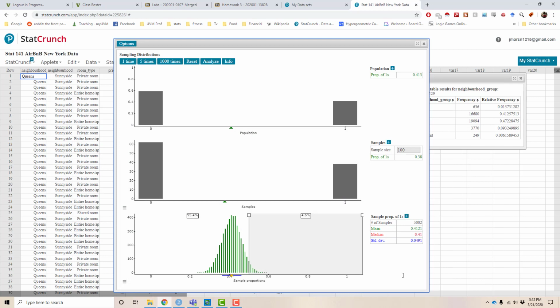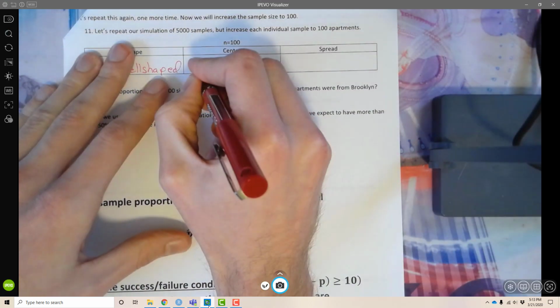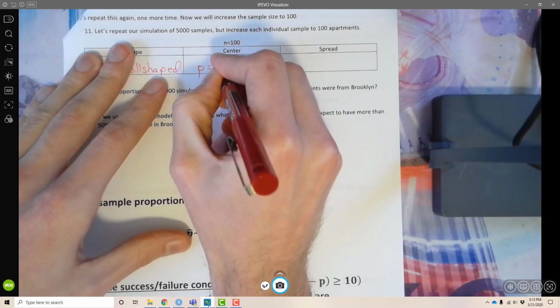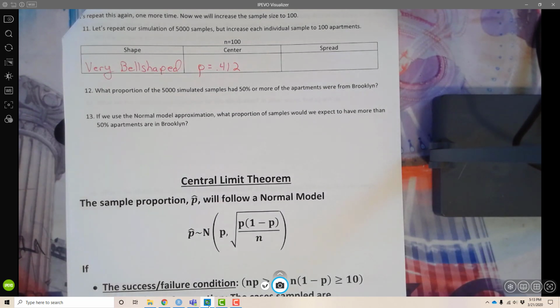But to use a normal model, we need to know 2 things. We need to know what its mean is. So again, if we averaged out all 5,000 sample proportions, we end up with an overall average of all of those proportions right at our population proportion of 41.2%. So the center, still the population proportion of about 0.412. And then the last thing we need to know is, as a whole, right on target.